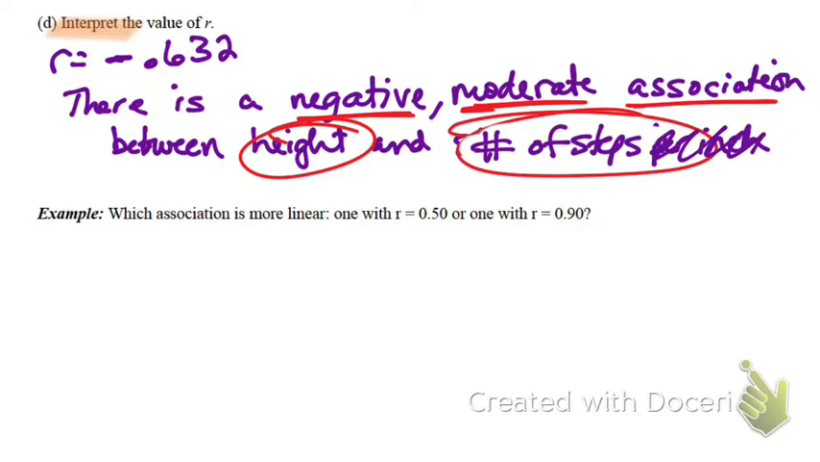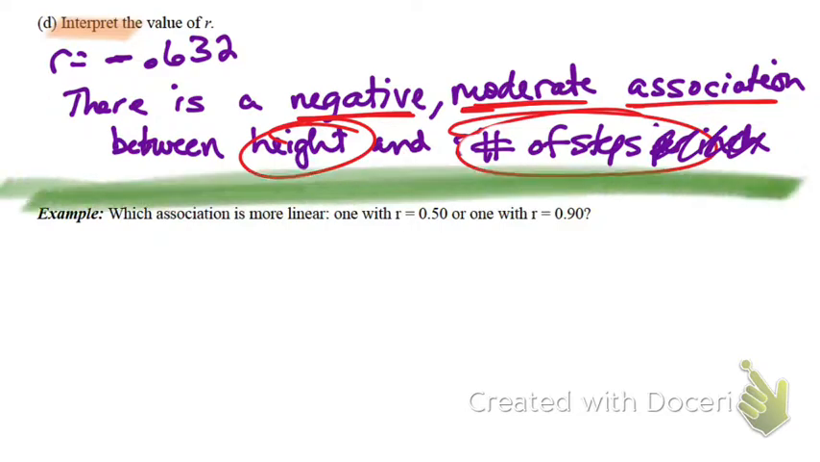Now, I just want to make sure I'm very clear here. We are done with that problem. This is a brand new example. Are you ready? Here's the question. I want you to think about it. Which association is more linear? An association that has an R value of 0.5 or an association that has an R value of 0.9?